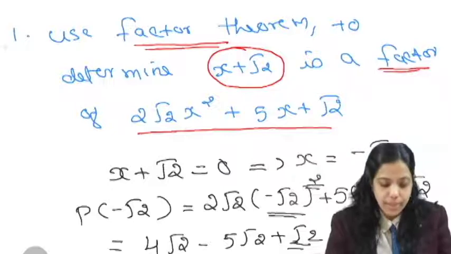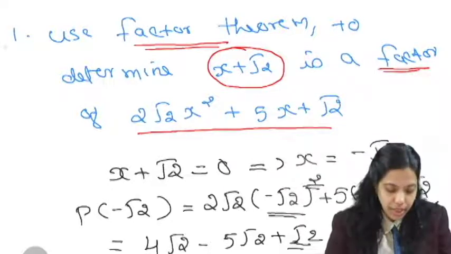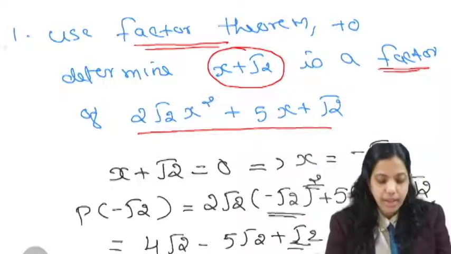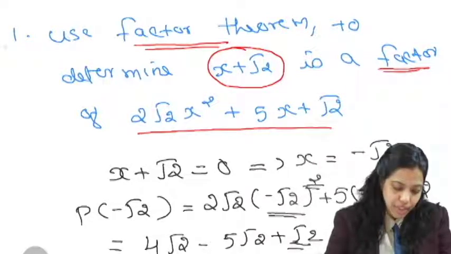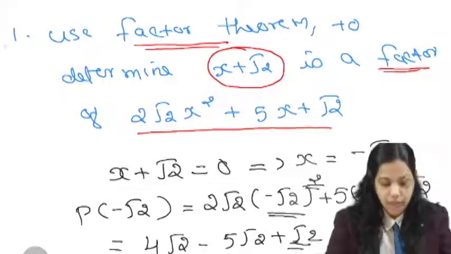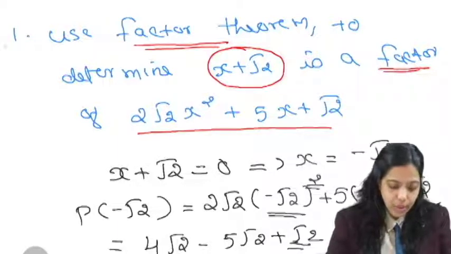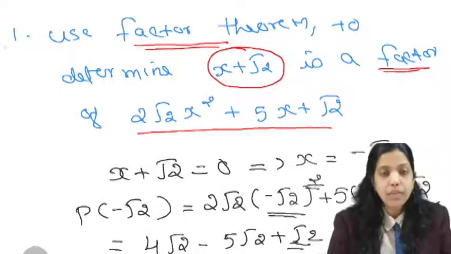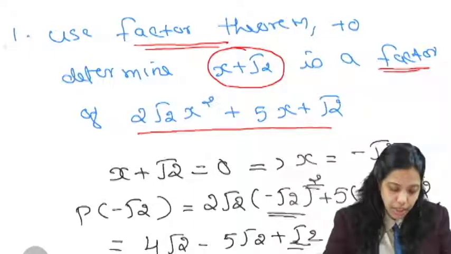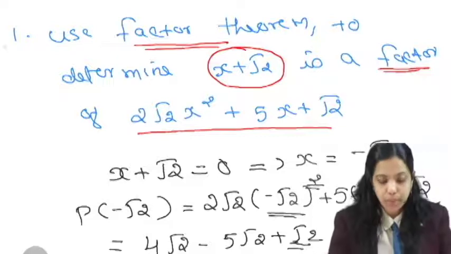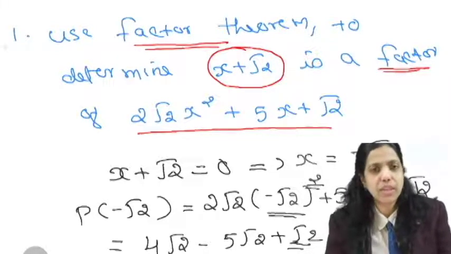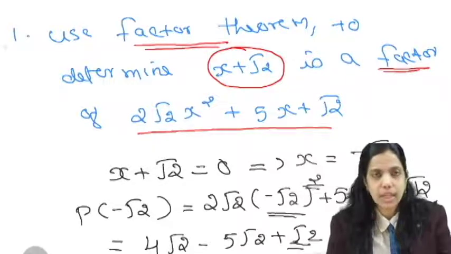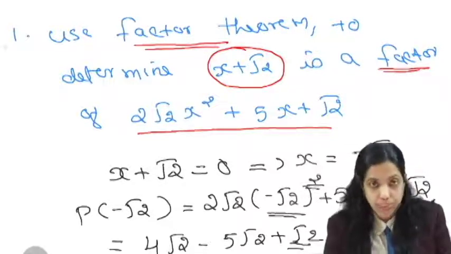So let's apply the factor theorem over here. By the factor theorem we can say that if we consider x plus root 2, that is a linear polynomial, we can equate it with 0. And here we are getting x equal to negative root 2. Now we can find p of negative root 2, the value of the polynomial at x equal to minus root 2. If that value turns out to be 0, that means definitely we are getting the remainder 0. We can say that x plus root 2 is a factor.